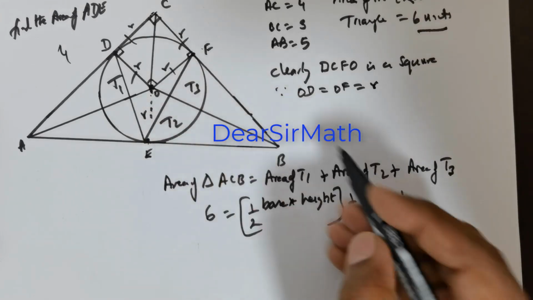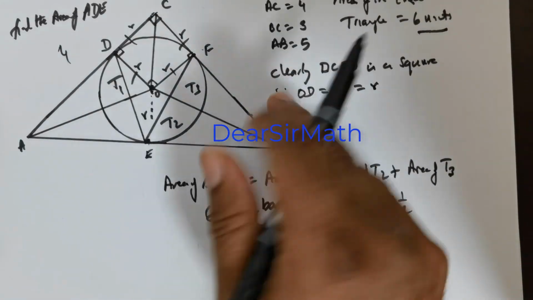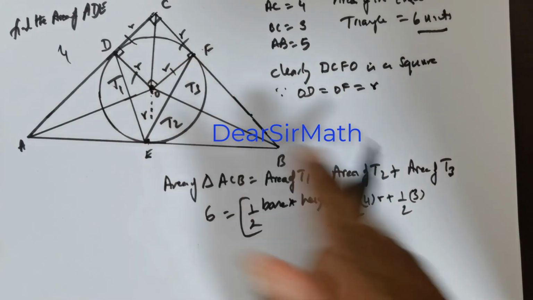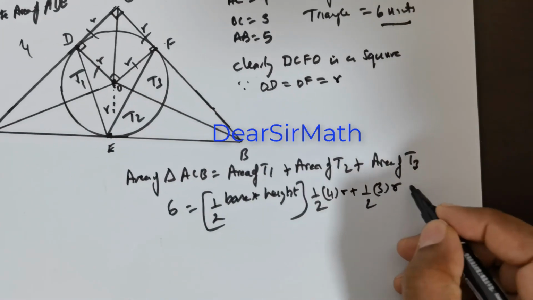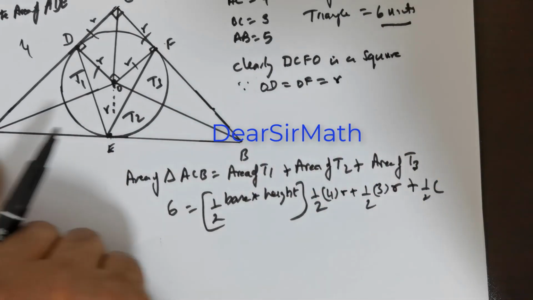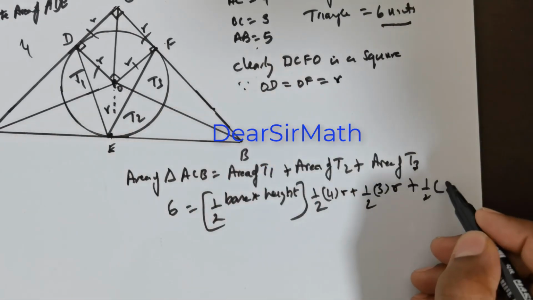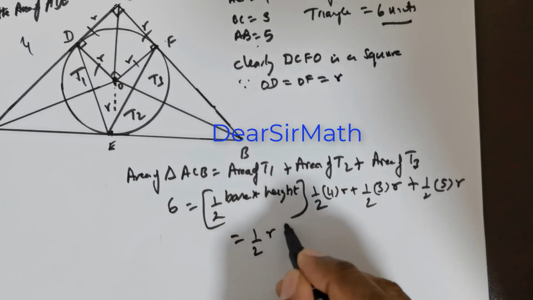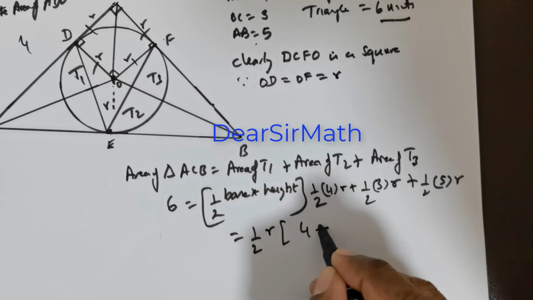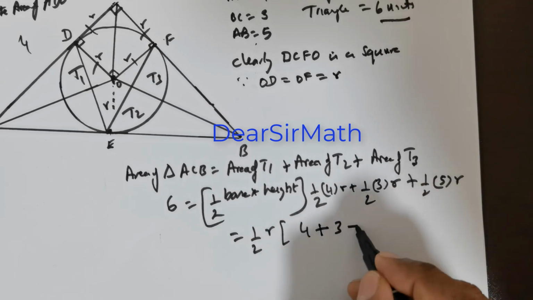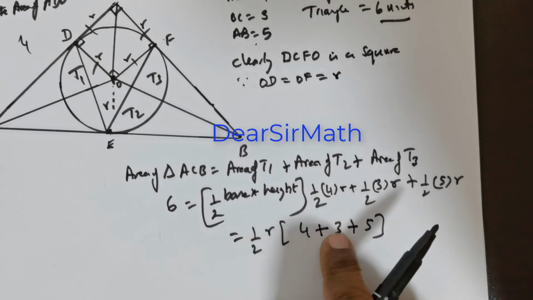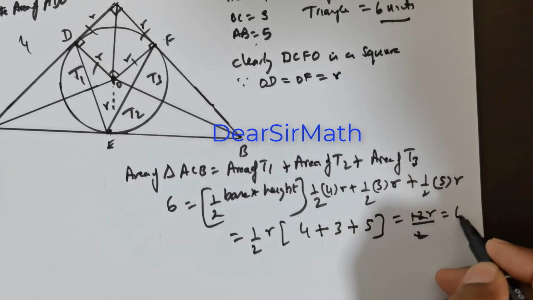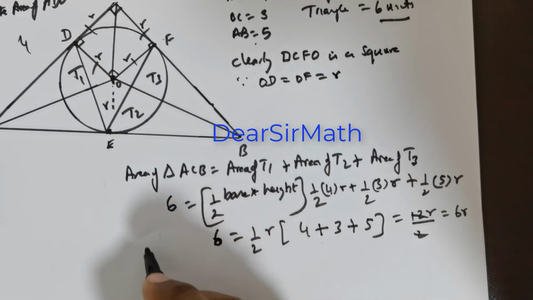T2. My base, this entire base BC, is given to be 3 units and the height is R units, plus 1 over 2 times the base for this, which is 5 units, and R. So I can take 1 over 2 out, R out. This is going to give me 4 plus 3 plus 5. 7 plus 5, 12. So I get 12 times R divided by 2, which is nothing but 6 times R. I get a 6 here.